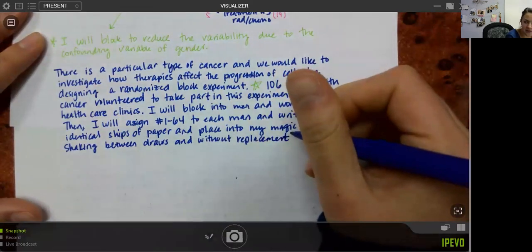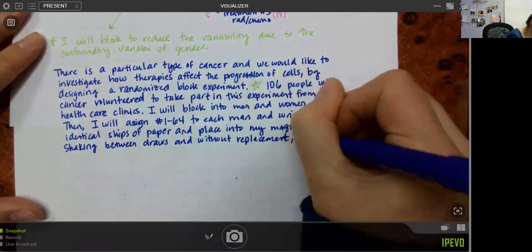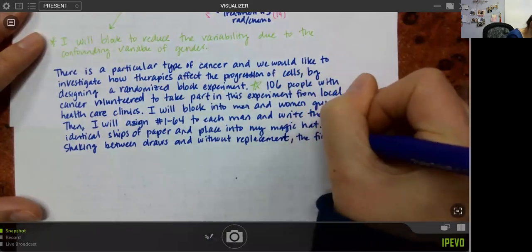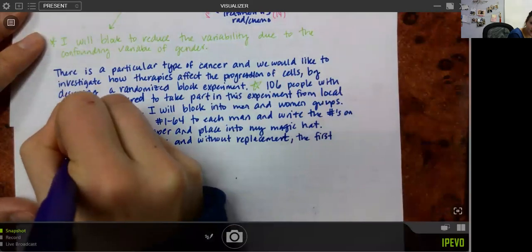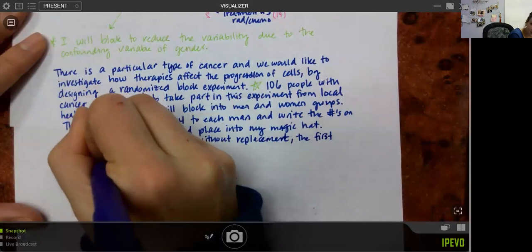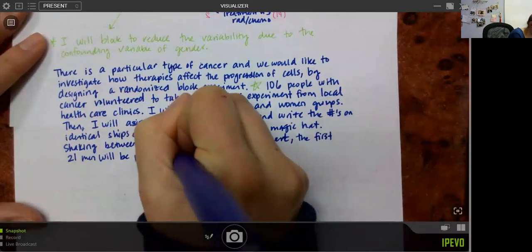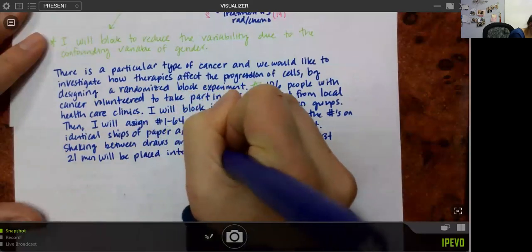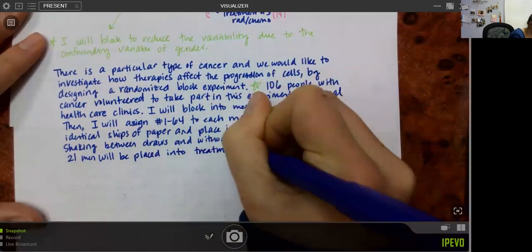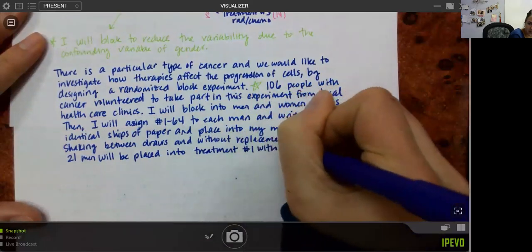That's always a good way of saying that you're going to be doing the randomization. You're going to do it the same way every time. So the first 21 men will be placed into treatment number 1 with radiation.